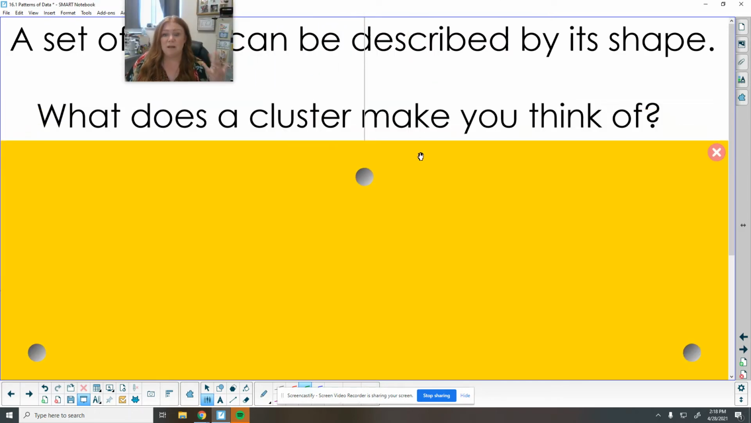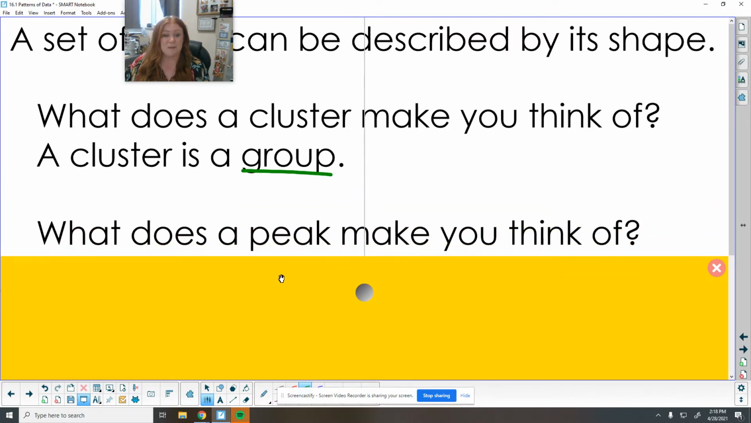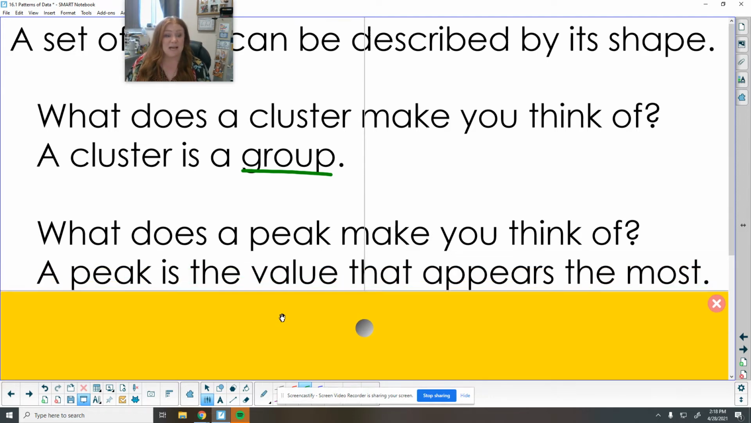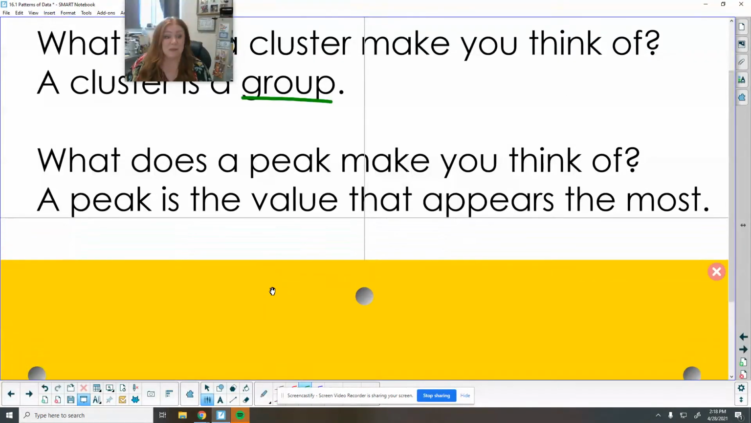So when you hear the word cluster, what does that make you think of? If there's like a cluster of people over there and a cluster of people over here. So clusters are groups. A cluster is a group of data. When the data is bunched up together, that is a group or a cluster. So when you hear peak, what do you think of? I think of a mountain peak, that is the highest point. So the peak value is what appears the most. Some other words for that might be your mode or what's most common. The peak is the highest point of the data.